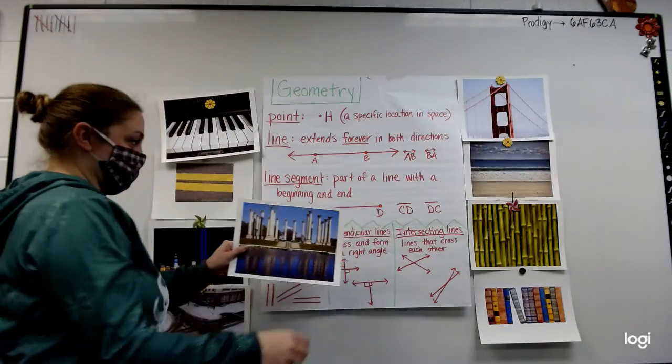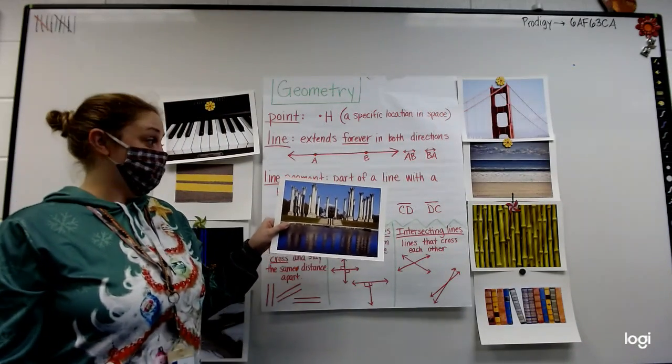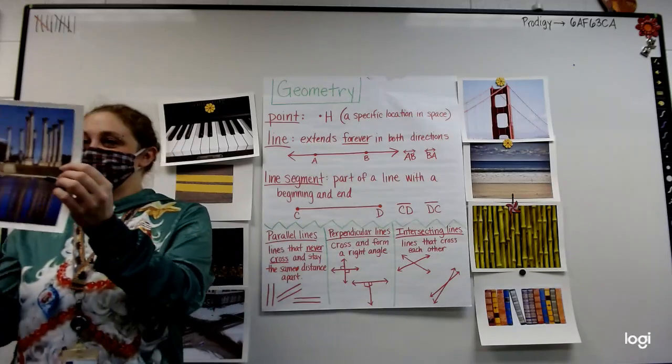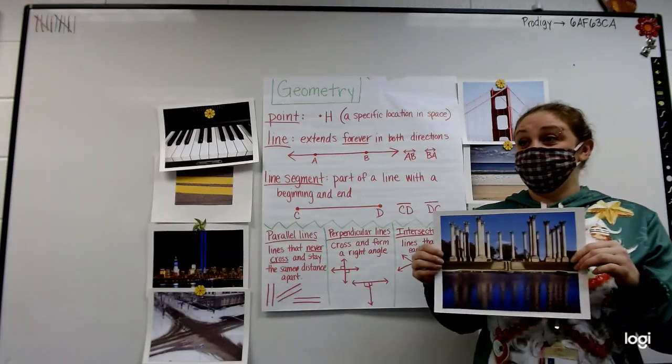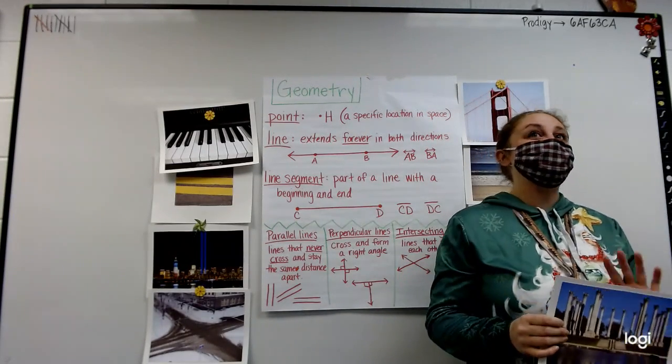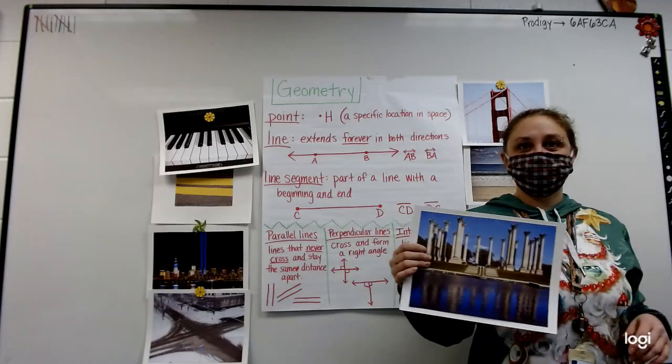Here's the last one, which I know we know is parallel, but do you see it in the water and up in the sculptures reflecting off the water? So we see parallel, perpendicular, intersecting lines everywhere all day long. We just didn't know what they were called.